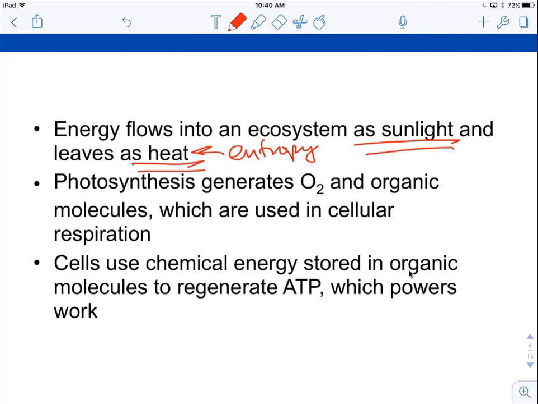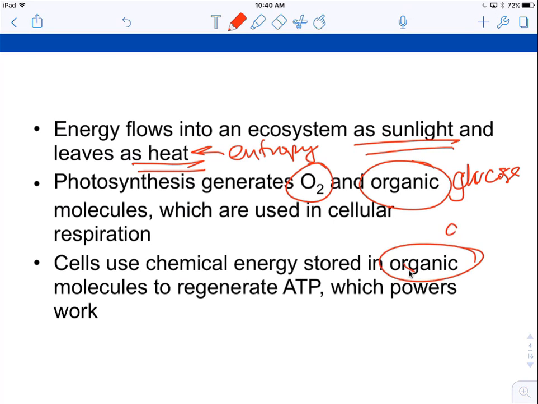Okay. Photosynthesis generates oxygen and organic molecules, glucose, G-L-U-C, can't spell. G-L-U-C-O-S-E. And those are used in cellular respiration. So cells use chemical energy stored in organic molecules, glucose, to generate, or regenerate rather, ATP, and that powers our cellular work.